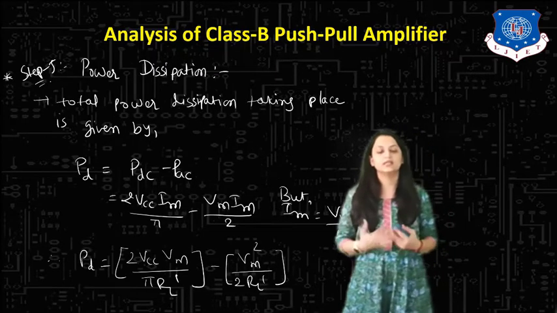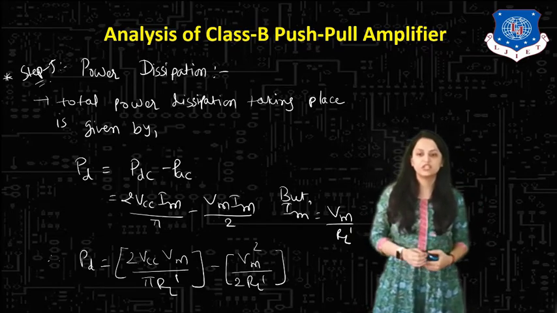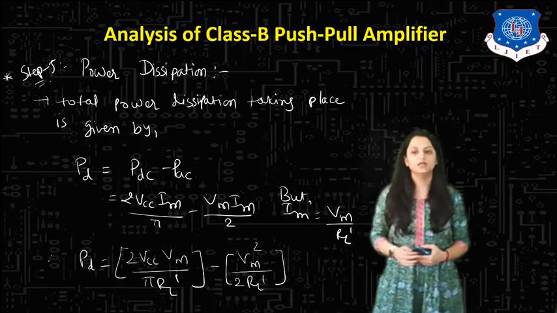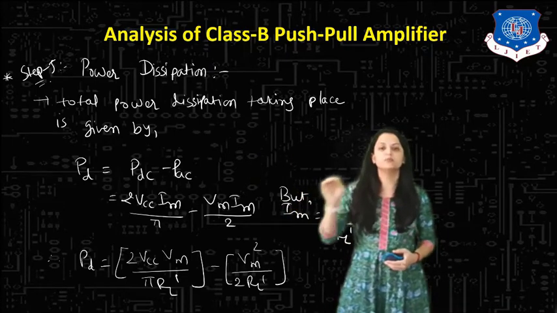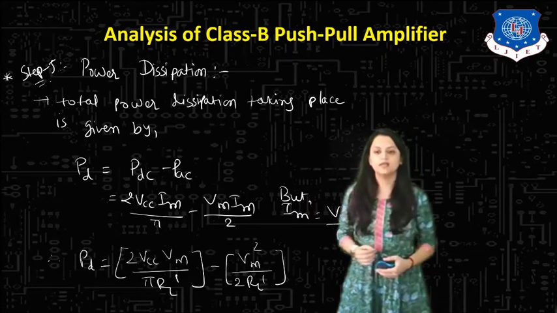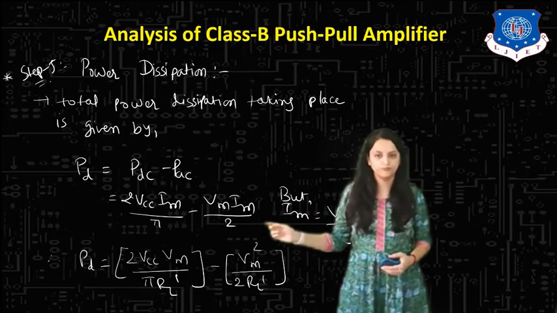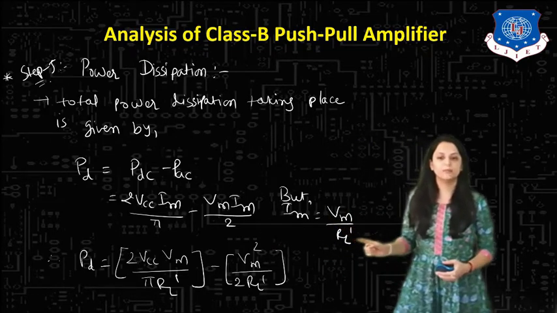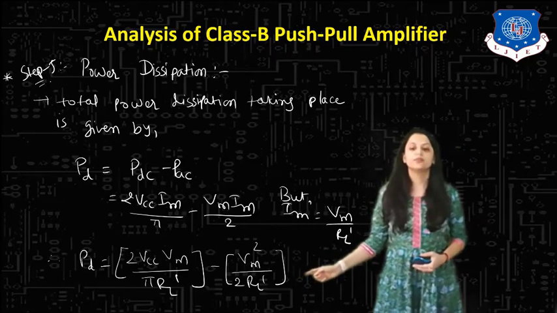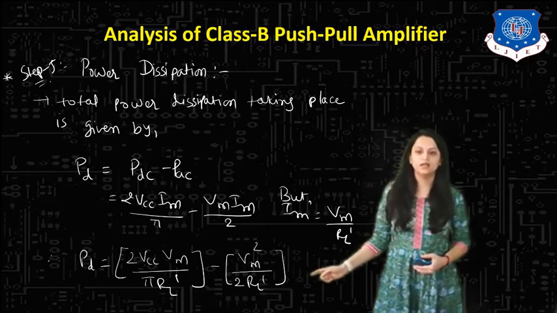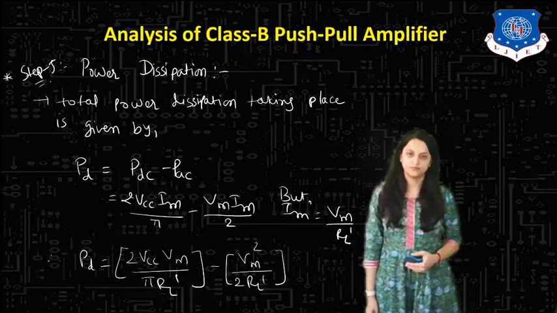Now let us see the next step, power dissipation. The total power dissipation taking place is given by PD equals PDC minus PAC, that is DC power minus AC power, which is given as 2 VCC Im by pi minus Vm Im by 2. But here Im is Vm by RL dash. So we will get dissipation power equals twice of VCC Vm by pi RL dash minus Vm square upon 2 RL dash.